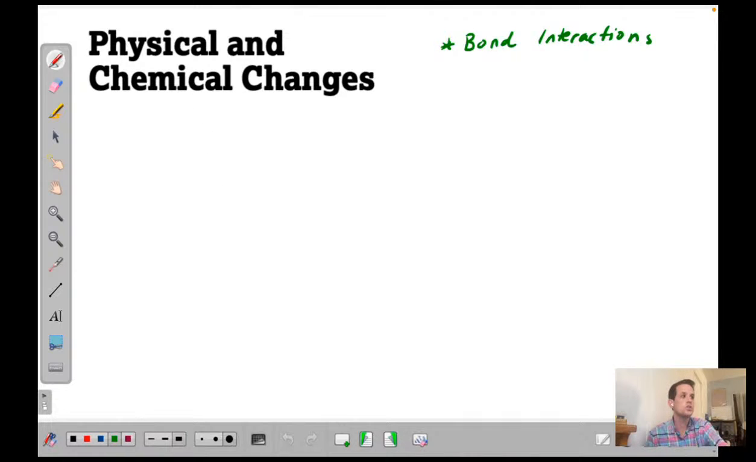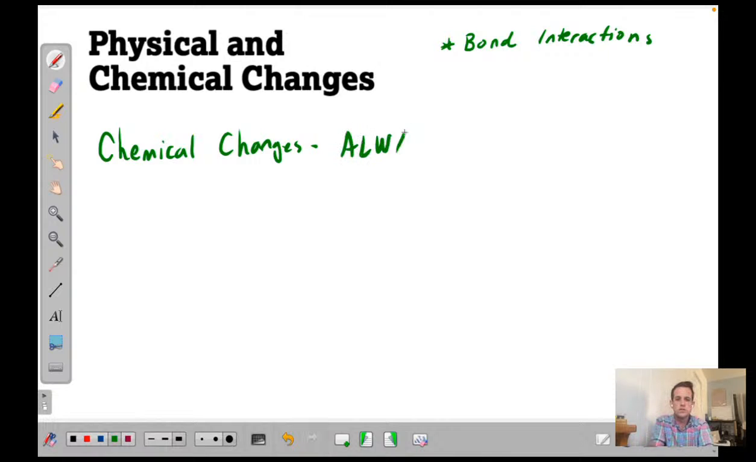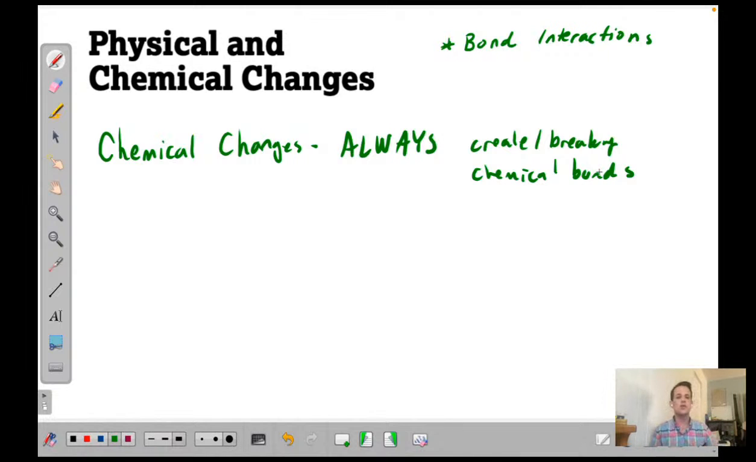So what they want you to know in terms of physical and chemical changes, we'll look at chemical ones first. So chemical changes usually, well, not usually, I guess always, involve creating and breaking chemical bonds. So we end up with new chemical species when we have chemical changes because bonds are literally created and broken.